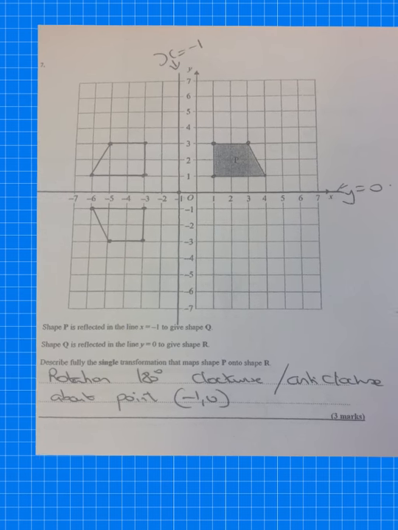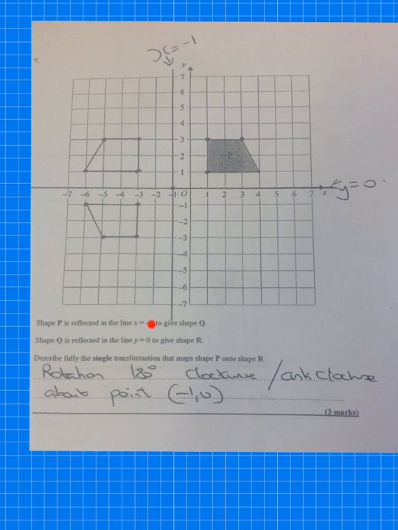Reflected in the line x equals minus 1. X equals minus 1, this line here, takes us over here. Then reflected in the line y equals 0. Remember, y equals 0 is, y lines go across. That's the line y equals 0, also called the x-axis. Y equals 0, count here to get to here.